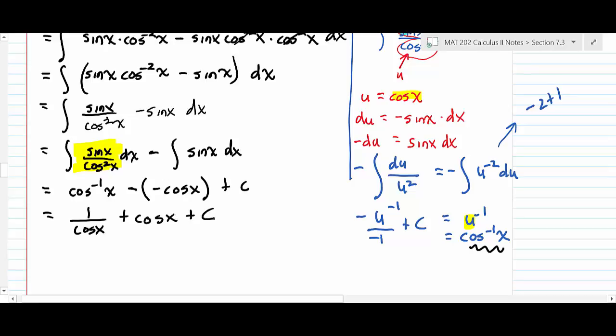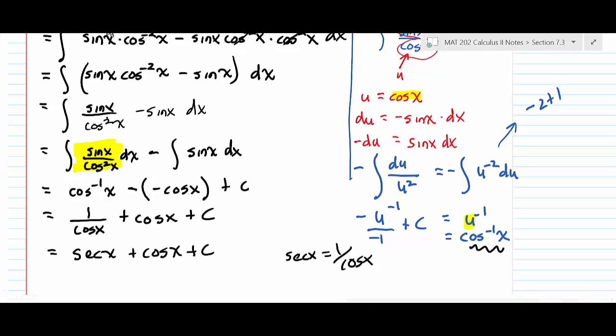What's a real simple thing you could do on this problem? Secant, exactly. Remember, the secant is 1 over cosine. So you have that identity, secant x is 1 over cosine x. So I'm going to write my final answer as secant x plus cosine x plus c. Problem done.